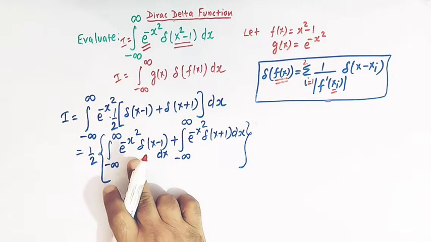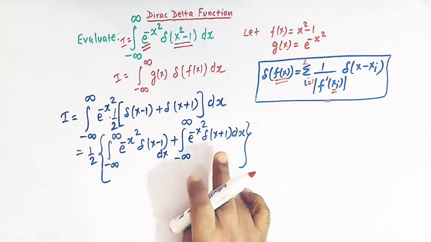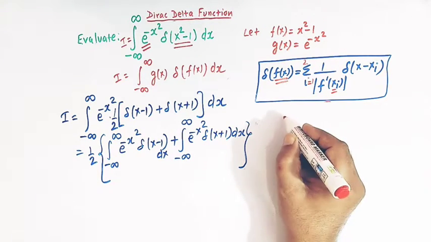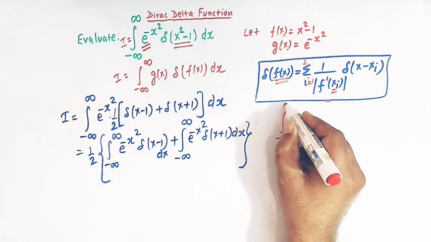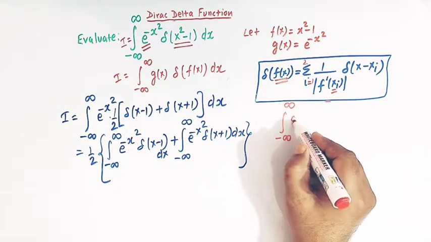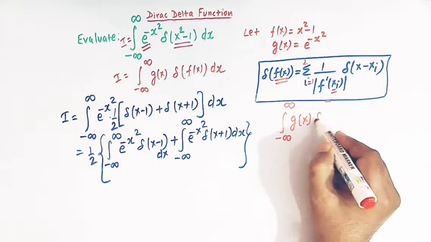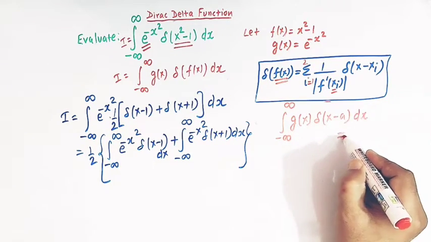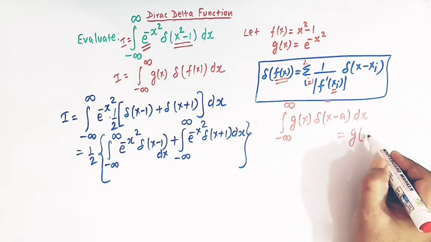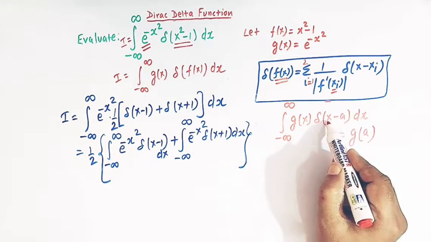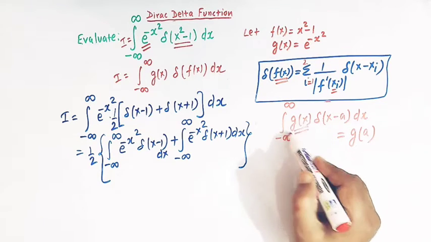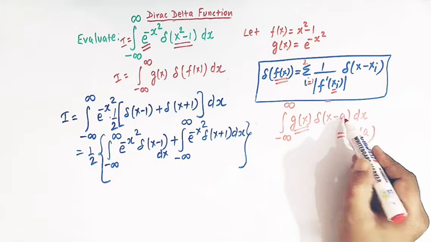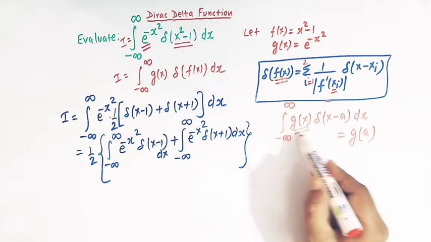So to get the values of these two integrals, we'll use an important result from the Dirac delta function, that is, the integral from minus infinity to infinity. If we have here say g of x, and here we have delta of x minus a dx, then this is simply equal to g of a, right? So we calculate the value of this function g of x at x equal to a, right? So g of a is the value of this integral.